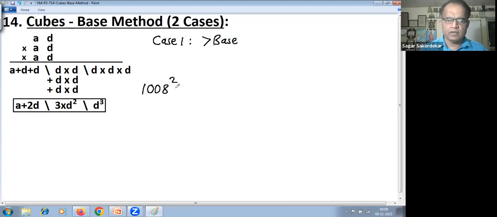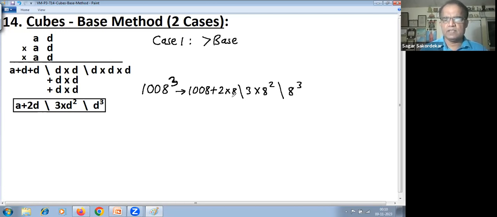1008 square. Sorry, cube, not square. 1008 cube. So here the base is 1000, so there should be 3 digits here and 3 digits here. 1008 plus 2 into difference. 1008 minus 1000 is 8, into 8. Next, 3 into the difference, 8 square. And then 8 cube, the difference cube.